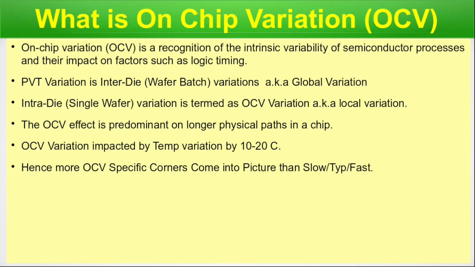Hence, more OCV-specific corners come into the picture than just typical, slow and fast. I would like to mention one thing. If you open up any standard cell library distribution, you will find typical, slow, fast, and many combinations of all these PVT corners. Now those are PVT corners, that is PVT variation, that is inter-die variation. But for OCV, generally we have a kind of format in the timing.lib that is called LVF. We will come to that later. However, the OCV factor is much more important in sub-nanometer region chips, and we proceed to the next bullet.